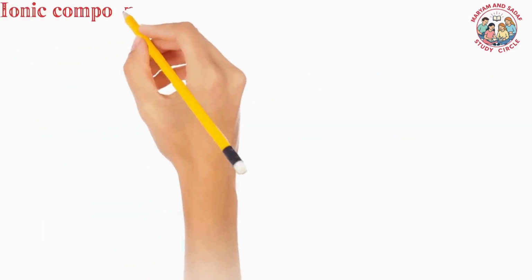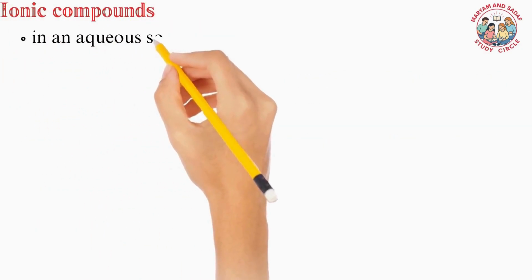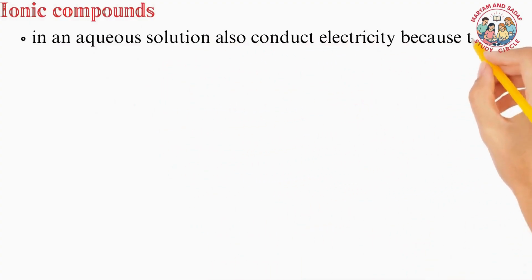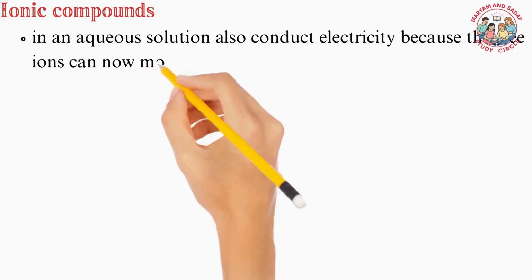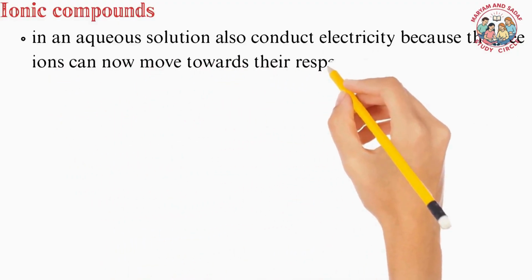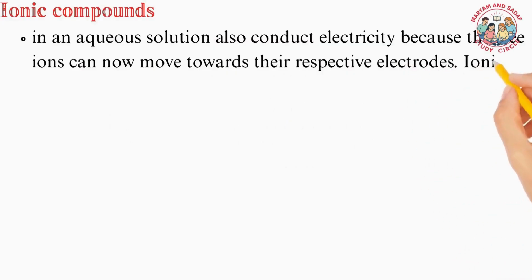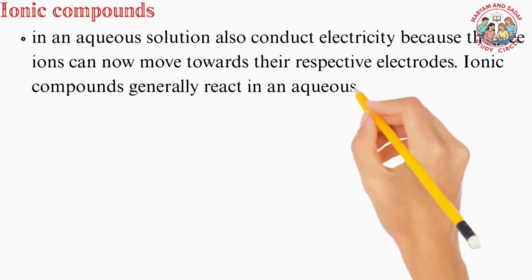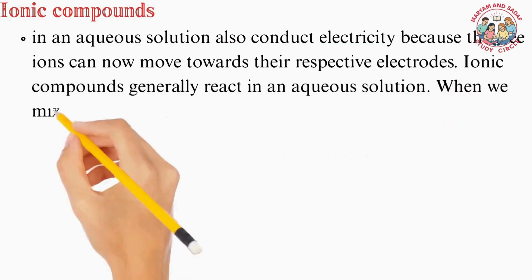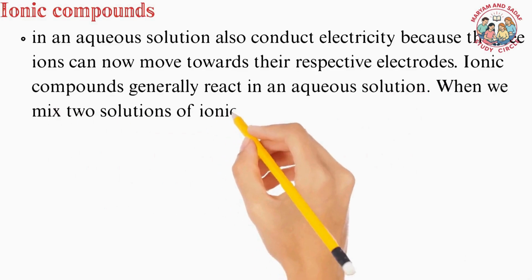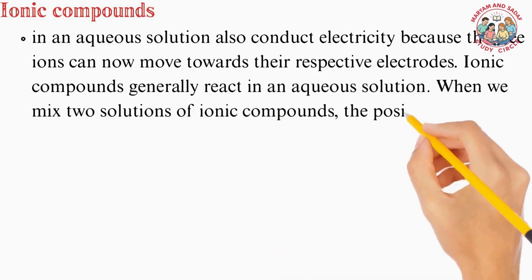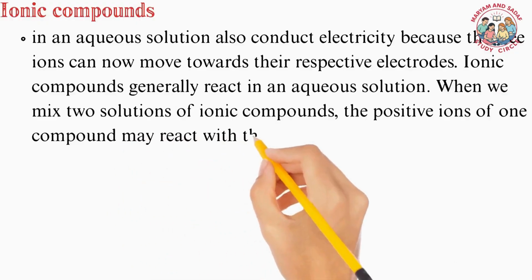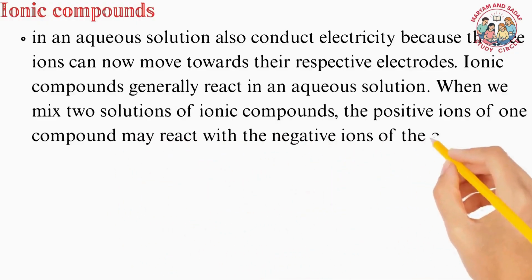Ionic compounds in an aqueous solution also conduct electricity because the free ions can now move toward their respective electrodes. Ionic compounds generally react in an aqueous solution. When we mix two solutions of ionic compounds, the positive ions of one compound may react with the negative ions of the other to form a new compound.